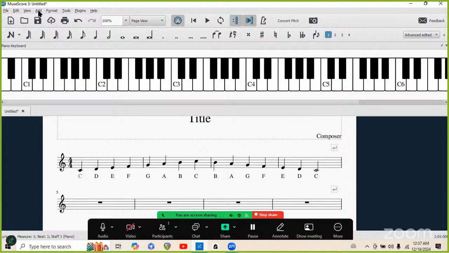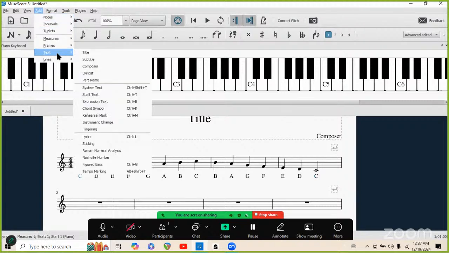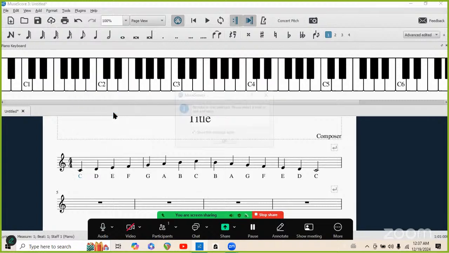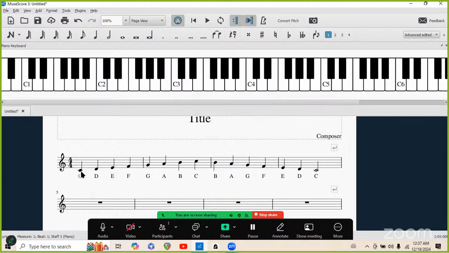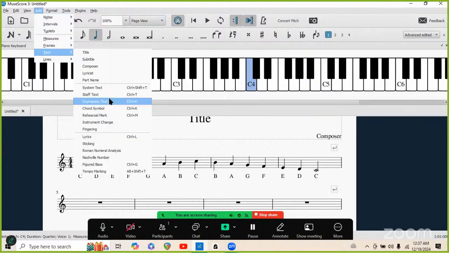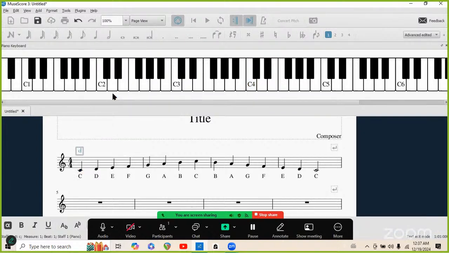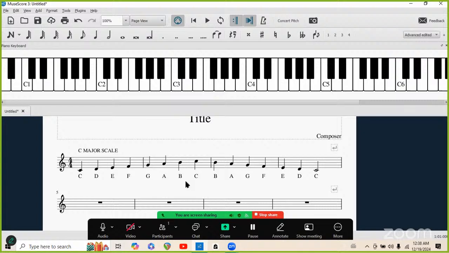So let me add some text to this. Oh, I can't do it by clicking on the letter. I have to click on the note. Okay, C major scale. All right.